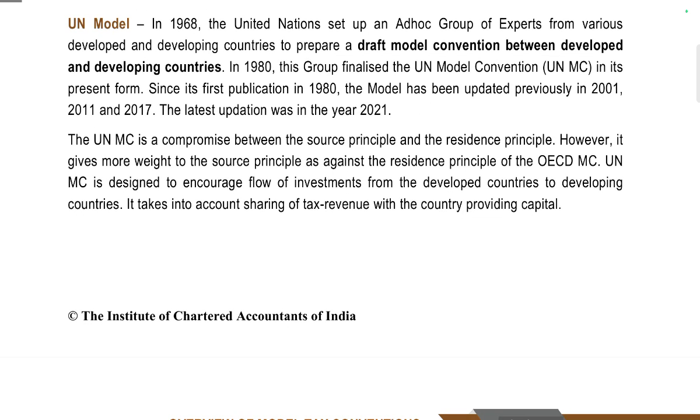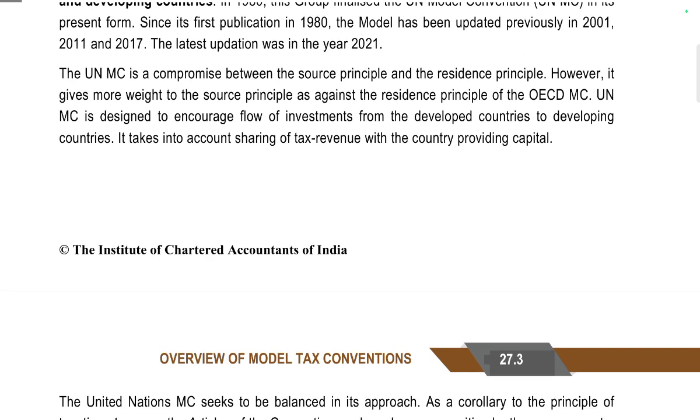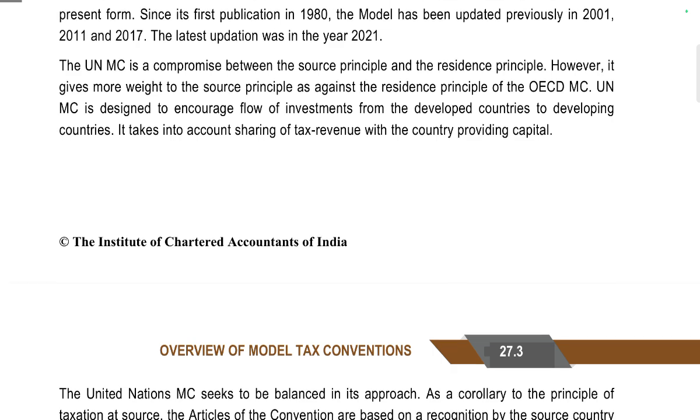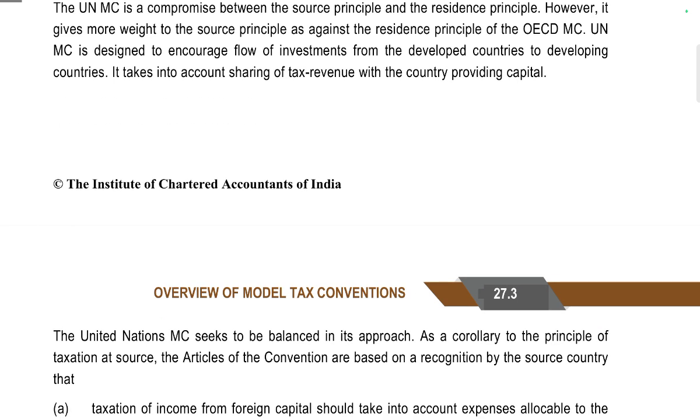The UN model convention, UNMC, is a compromise between the source principle and the residence principle. However, it gives more weight to the source principle than the OECD model convention does. The UNMC is designed to encourage the flow of investment from developed countries to developing countries. It takes into account sharing tax revenue with the country providing the capital.